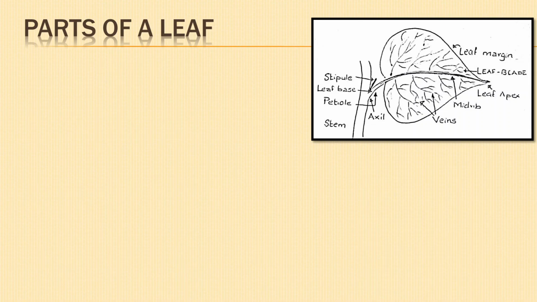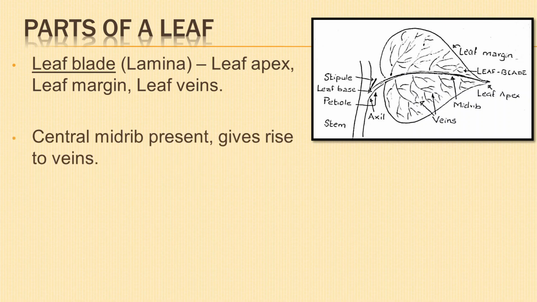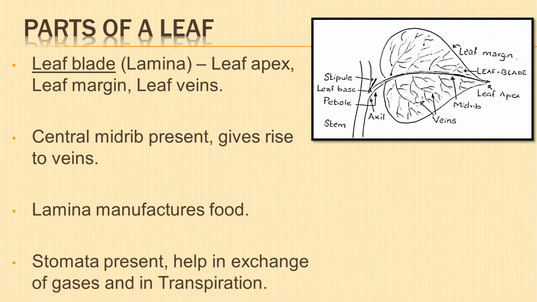Next, the third part of a leaf is the leaf blade or lamina. It is the green expanded portion of a leaf and is divided into leaf apex, leaf margin and leaf veins. A central midrib is present, which gives rise to several veins and venules that traverse through the length and breadth of the leaf lamina. Lamina manufactures food for the entire plant. Stomata present in the lamina of leaves help in exchange of gases and in transpiration.